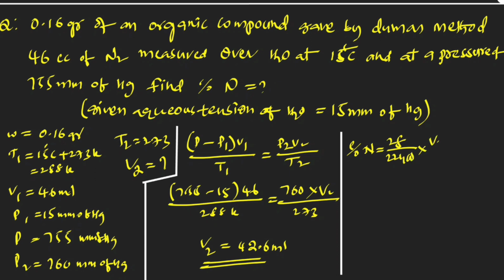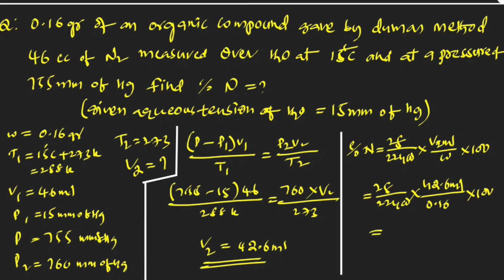When V2 comes, we can calculate percentage of the nitrogen equal to 28 divided by 22400 into V2 in ml by W into 100. So 28 divided by 22400 into V2, which is 42.6 ml, by W, the weight of organic compound, 0.16, into 100. We can solve. We are getting approximately percentage of the nitrogen as 33%. So this is the way to calculate percentage of the nitrogen by using Duma's method.